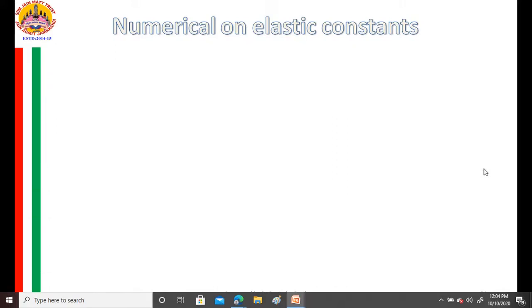Yes, friends. After that, we are going for the numericals on the elastic constants. So I think it's better to stop it here so that it won't be overloaded.